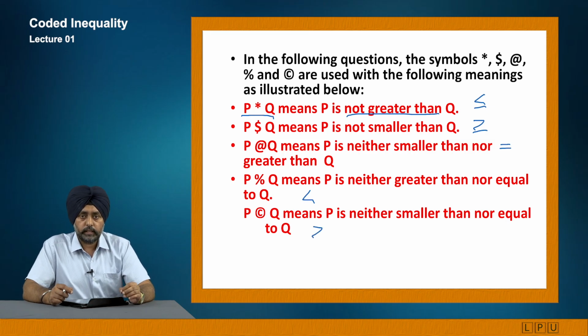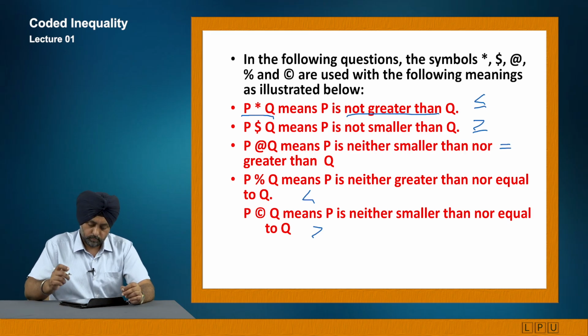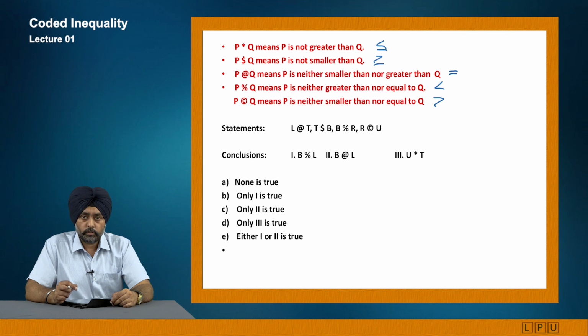So the only change in these questions is that rather than giving the direct symbols, these symbols are represented by some other symbols. From here you have to identify what the star, dollar, at the rate, percentage mean, and solve the questions on the same basis as we have done the previous ones. So let us see how to solve these questions. The instruction for this question is the same as in the previous slide. So we have already found it on the top. Let us try to solve these questions.